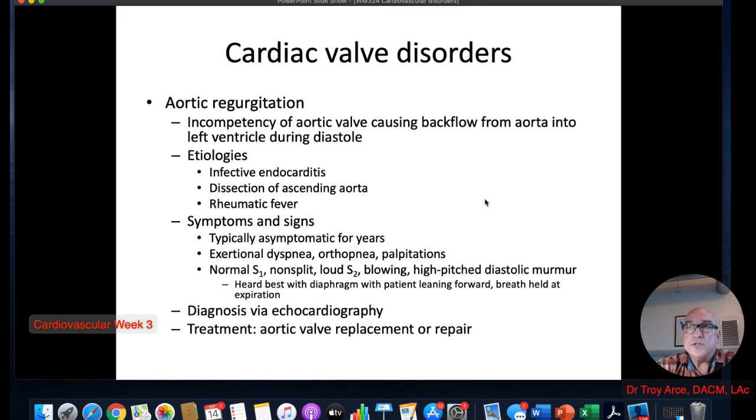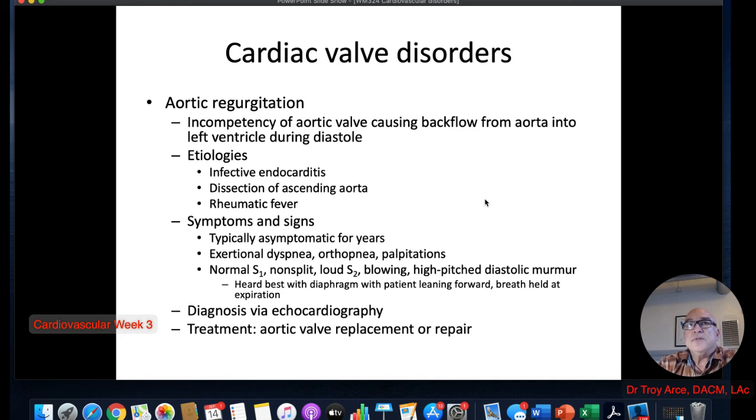Rheumatic fever causes some other problems, not only with the heart but other organs. But there's actually a lot of literature on rheumatic fever and how it causes heart issues, heart valve issues. And signs and symptoms, typically it's going to be asymptomatic for years. They're not going to even know. Later on, they'll have exertional dyspnea, orthopnea. What's orthopnea? Look that up. Orthopnea is actually difficulty breathing lying down, right?